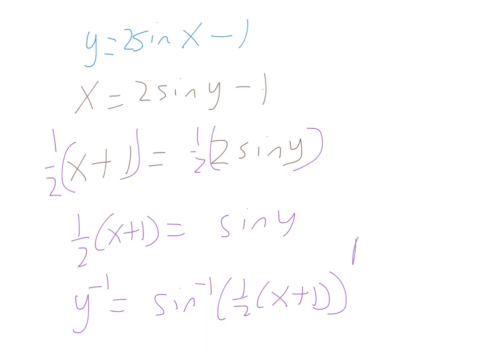So the domain, remember, is the same as the range of our original function. So the domain would be from negative 3 to positive 1. And the range would be the same as the domain of our original function. So it would be from negative pi over 2 to pi over 2.